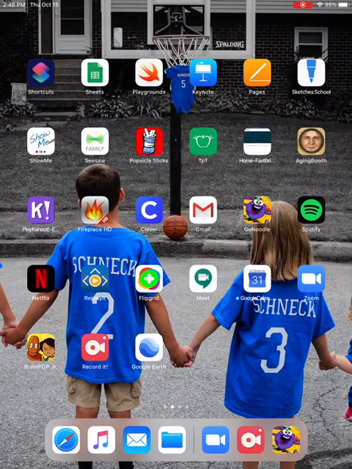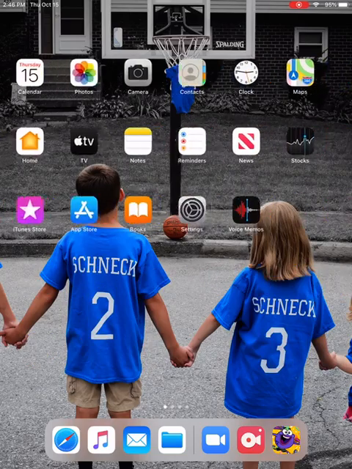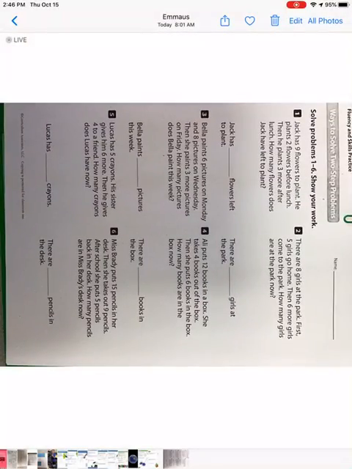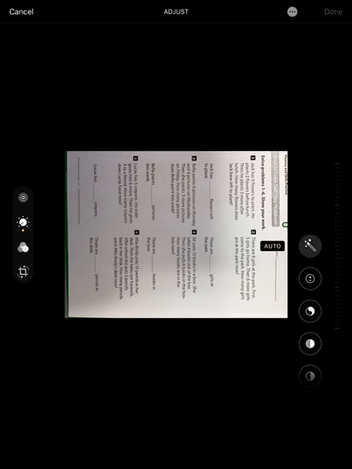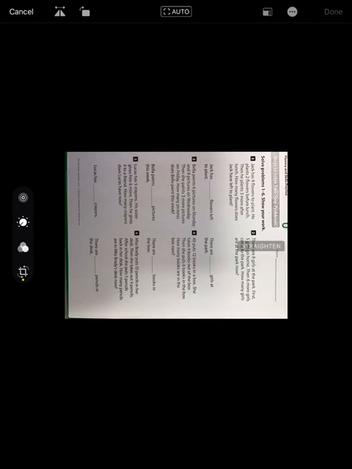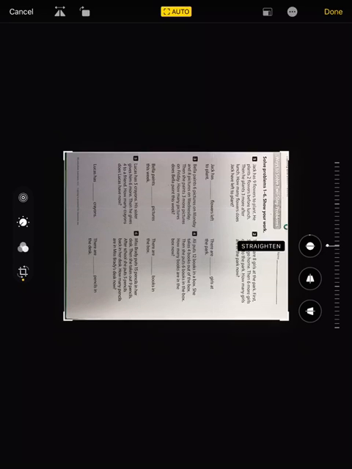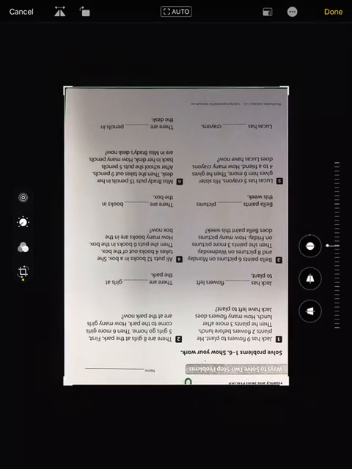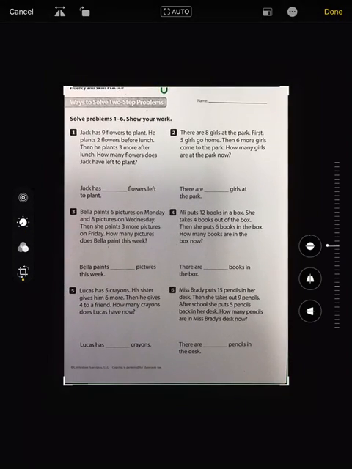Okay, boys and girls, so get out your math worksheet from your folder, and I have a picture of it. So I will help you out with a few problems. I'm not going to do all of them with you. Okay, so find the worksheet. I'm going to switch mine around here. Okay.